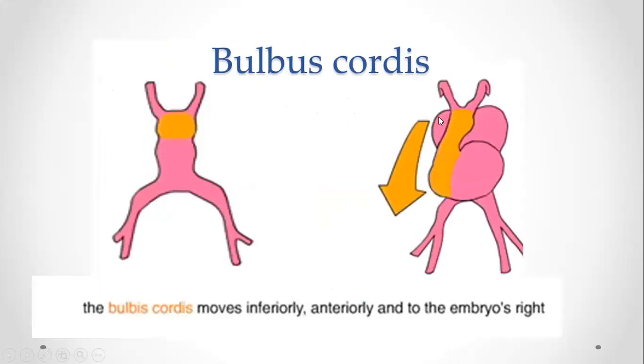So this will descend downwards. Now it is descending downwards. The bulbous cordis moves inferiorly, anteriorly, and to the right of the embryo. So it will descend downwards, anteriorly, and towards the right side of the embryo. Okay, so it has come down.